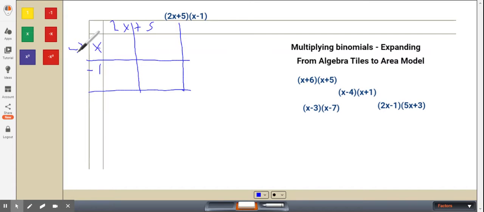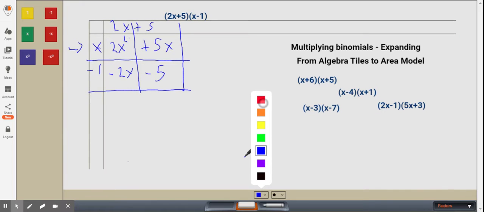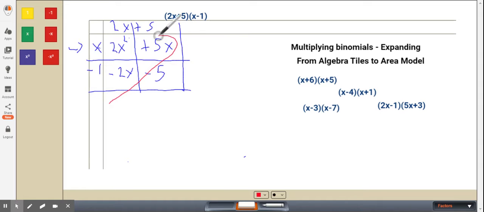So I go x times 2x is going to be 2x squared. Then x times 5 is going to be plus 5x. And the next row, negative 1 times 2x is going to be negative 2x. And negative 1 times positive 5 is going to be negative 5. And I have there my expansion. So you can see I have 2x squared, always the square term top left, the independent bottom right, negative 5, and the like terms that are on the diagonal, that is so useful.